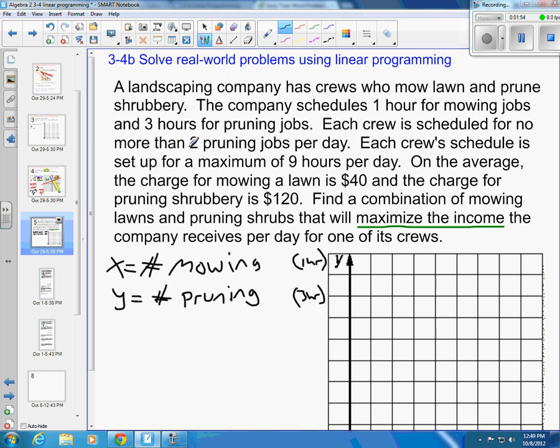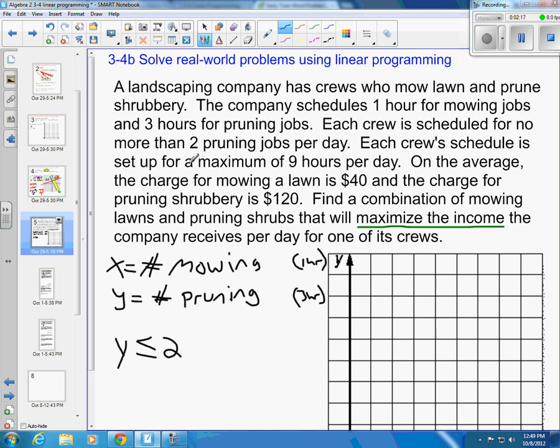Each crew is scheduled for no more than 2 pruning jobs. Pruning is y, and pruning can't be greater than 2. So here is our first constraint that we have. We want our y to be no more than 2. No more than means less than or equal to.